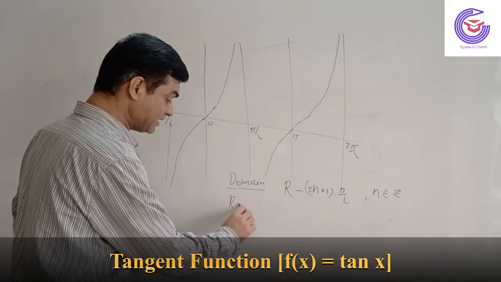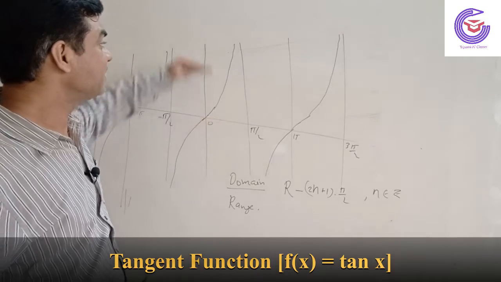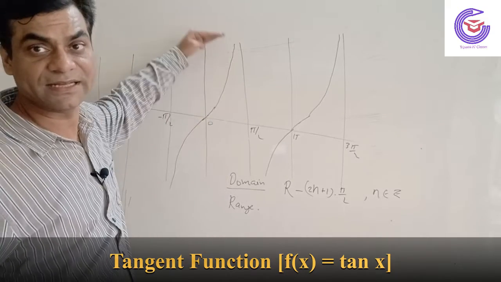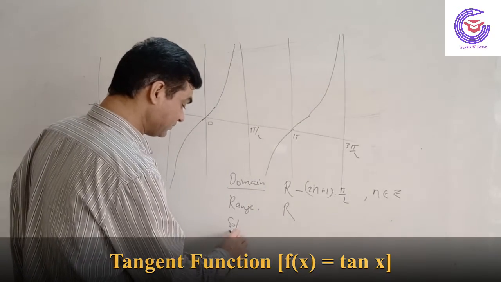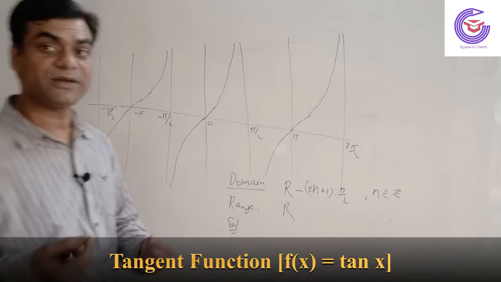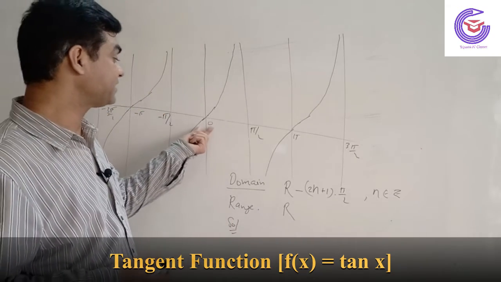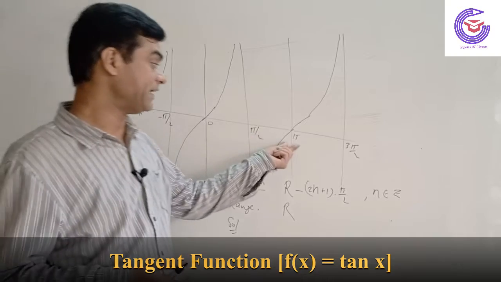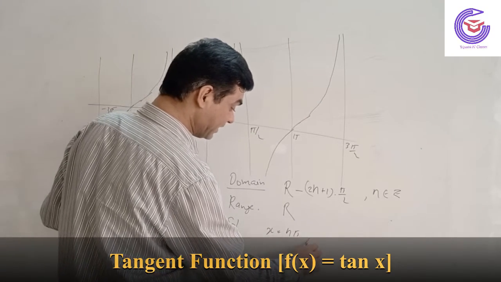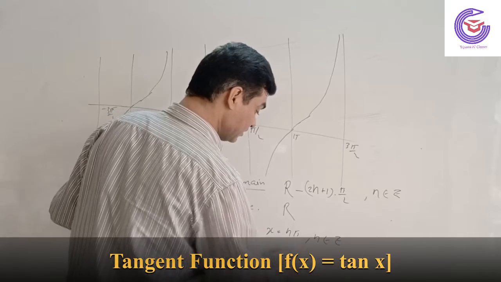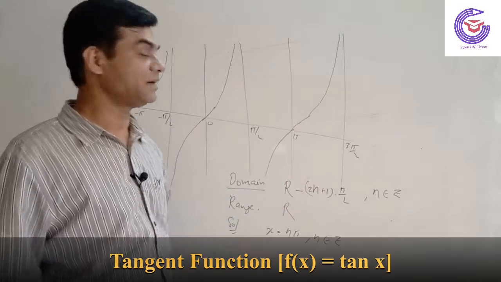What is the range of this function? Now see, y is varying basically across the real numbers. So it is the real numbers. And what is the solution set? What is the value of x when the function becomes 0? So here you see when x is 0, then tan 0 is 0, pi, here minus pi. So here x is equal to n pi, where n is an integer. So n pi is called the solution of this tan x.